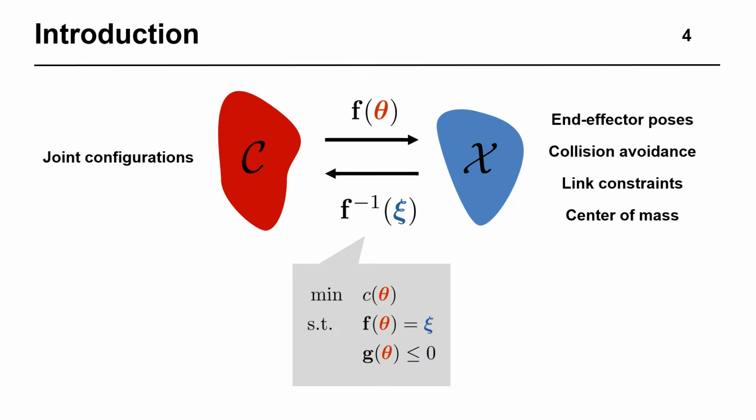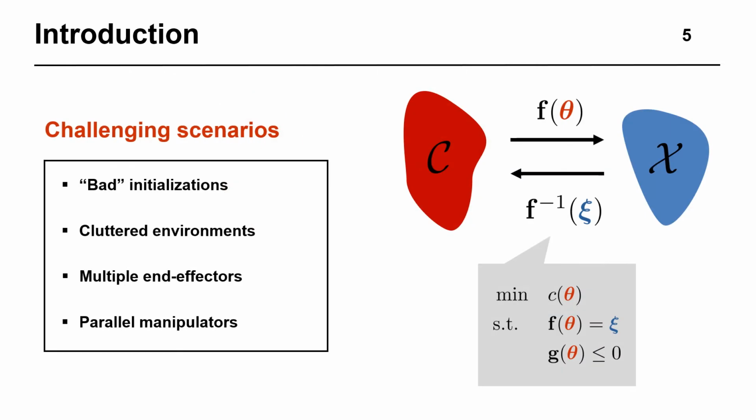However, this problem can be difficult to solve, as the end effector pose and most other common constraints lie in the task space, which is separated from joint configurations by the nonlinear forward kinematic mapping. Some examples of challenging scenarios include cluttered, obstacle-dense environments, robots with multiple end effectors, or instances where a close enough initialization cannot be produced.